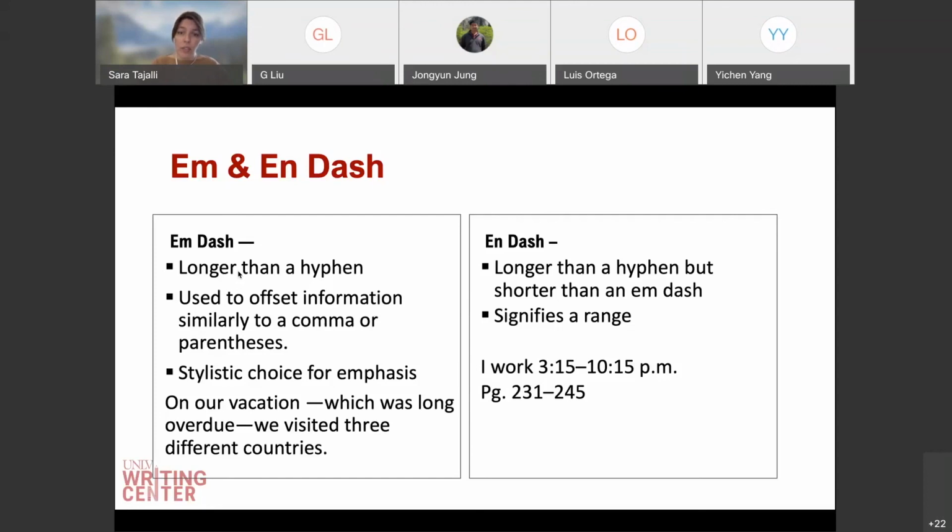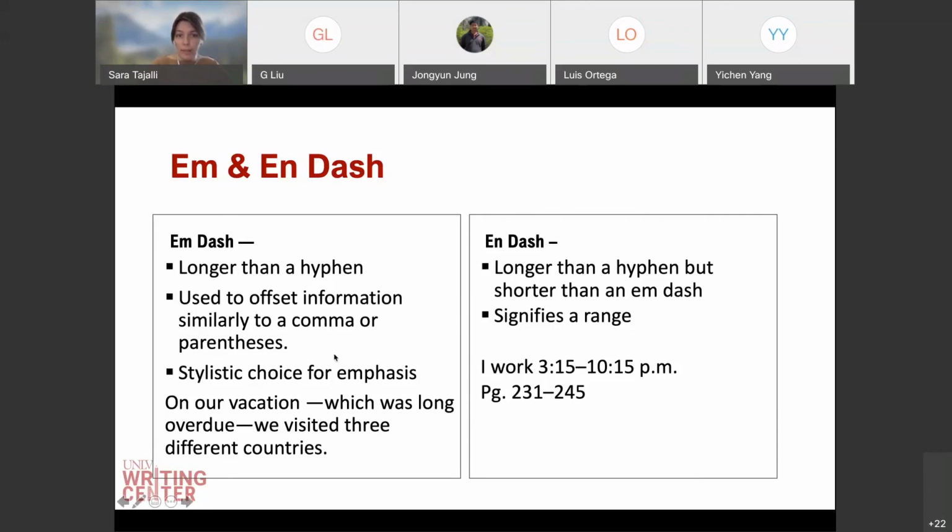And then the dash is just a little bit longer than a hyphen, and it signifies a range. I work 3:15 to 10:15, page 231 to 245. Sometimes Microsoft Word will just automatically put those in here, but a hyphen is fine.